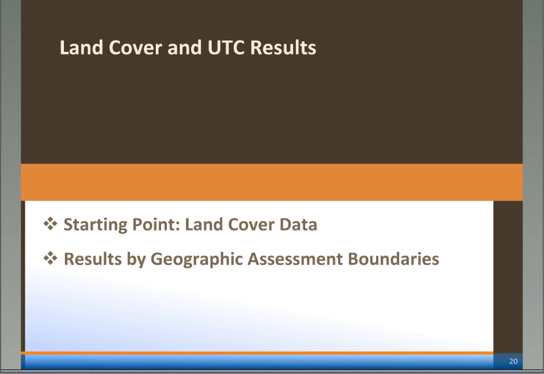So what I want to cover next is really the results of what some of this looks like. So what are the maps and tables and charts and such, and what do some of these tools actually look like? So mostly we're gonna talk about looking at different results at different scales, different assessment boundaries.